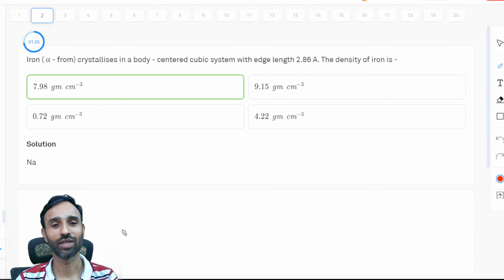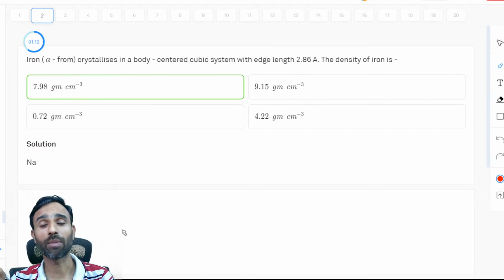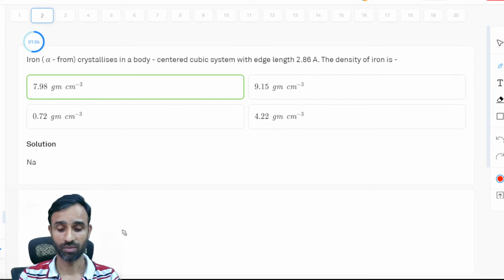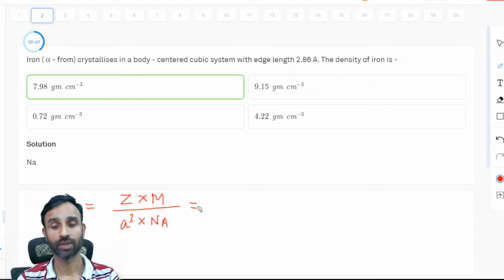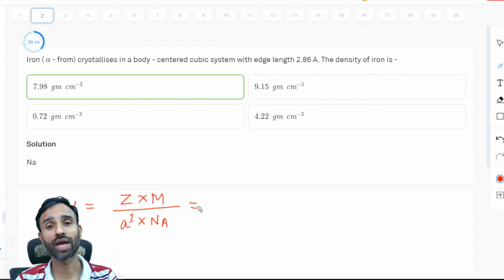आयरन जो है अल्फा फॉर्म crystallizes in a body centered cubic system with edge length 2.86 angstrom. So density of the iron is, so वो जो n into capital M लिखा था ना, n क्या था, number of atoms per unit cell, that is Z. So you can write that Z. मतलब यहाँ पे आप लिख सकते हो density equal to Z into capital M over a cube into Na. ठीक है, a should be in centimeter, and you know capital M is atomic mass of iron, so that is 56, and it is BCC. So tell me number of atoms per unit cell.